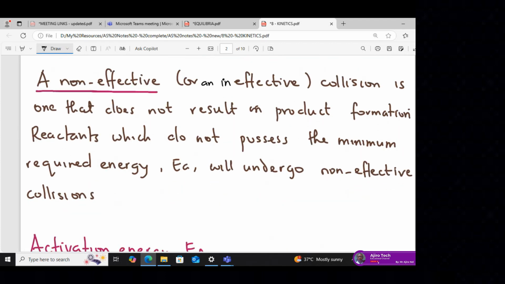Cambridge calls it non-effective. It can also be called ineffective, the same thing. A non-effective collision is one that does not result in product formation. Reactants which do not possess the minimum required energy, activation energy, will undergo non-effective collisions. So you get that? They will not react. Is that okay?